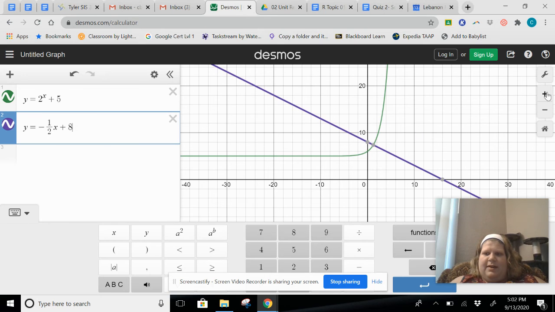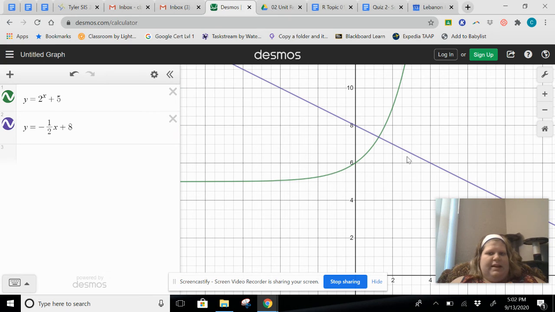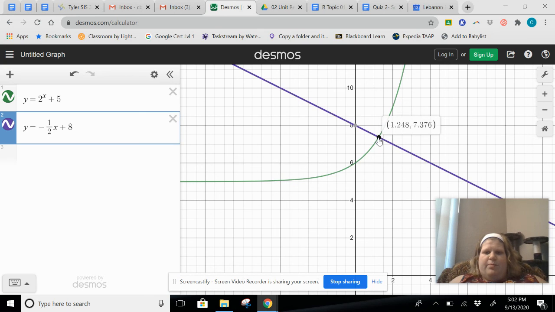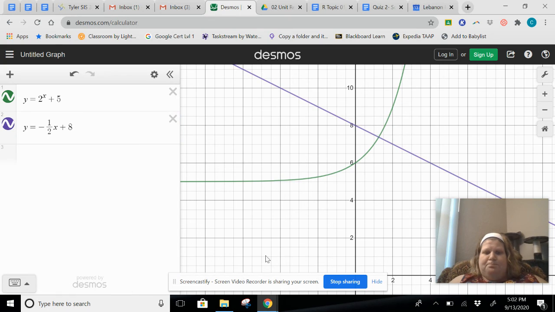Now I'm going to look back at this. I don't have to get closer, but I can. You can just click and drag if you want to look around. Now I want to see what that point right there is. That point is going to be 1.248, comma 7.376. This is my solution for my two equations. These are the points that I'm going to write down. I'm going to write down the whole number, 1.248, comma 7.376. I'm not going to change anything at all about that.